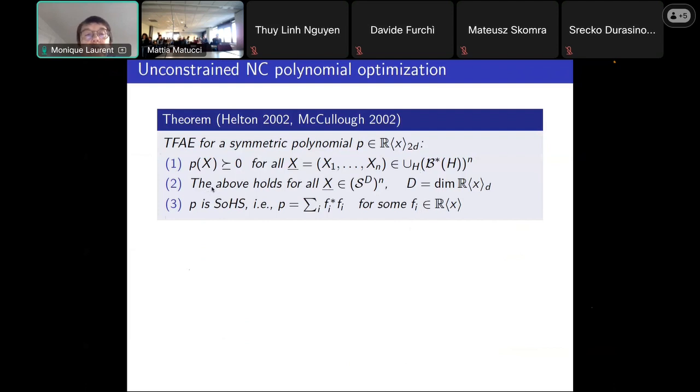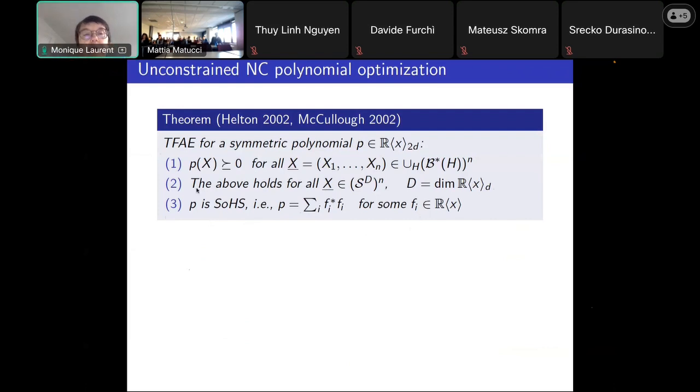The second one is a bit more restrictive. You only ask for matrices, and on top of that, you ask your matrices to have a given size, capital D, which is given by this number. So the positivity condition holds only for matrices up to a given size. This is way more restrictive. The third option is saying that your p is a sum of Hermitian squares, which means that you can write it as a sum of fi star fi, for some non-commutative polynomials fi.